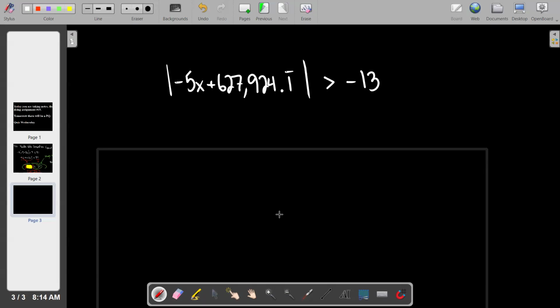Is it a proceed, a no solution, or an all real numbers? This is all real numbers. This absolute value, no matter how hard you try to bully it into doing something other than this, it will always give you an answer that's bigger than -13. It's like, well, of course I'm going to give you an answer bigger than -13 because the smallest thing I can give you is 0. So in a case like this, when it's greater than a negative, we say all real numbers.